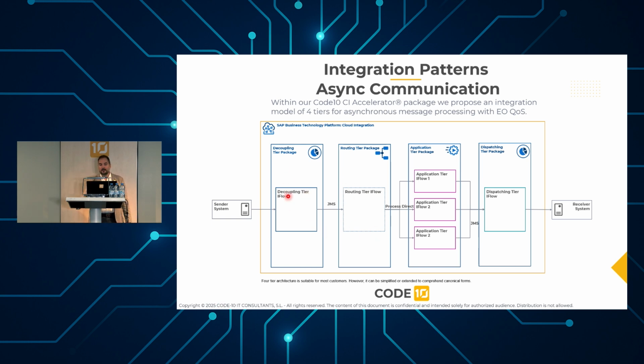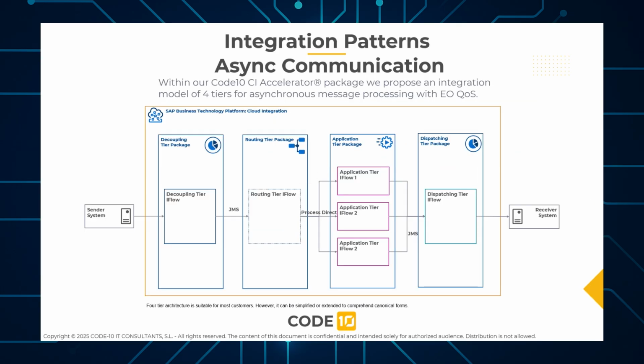And then we drop the message into a JMS queue. And we have another tier that we call the routing tier. Over there is where we place the logic to decide what transformation we need to execute and which systems need to receive this message. And this transformation is called by a process direct, so it's a synchronous communication between this and the other tier, and we execute the mapping.